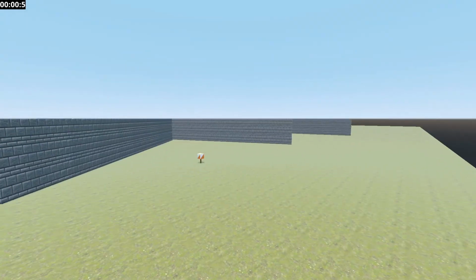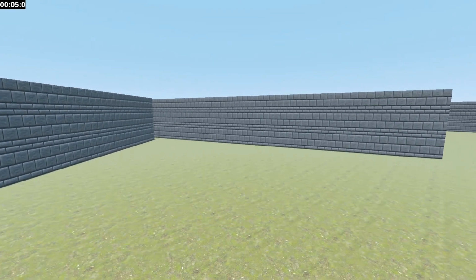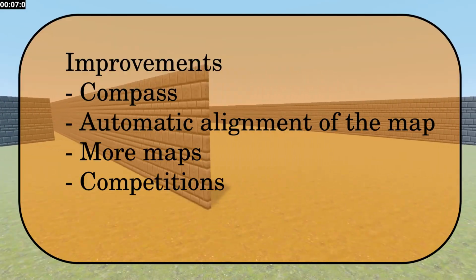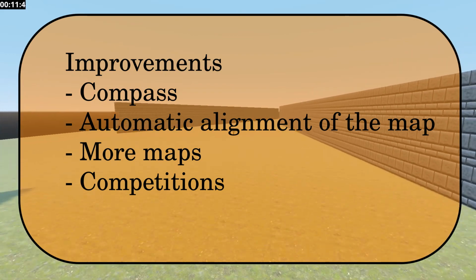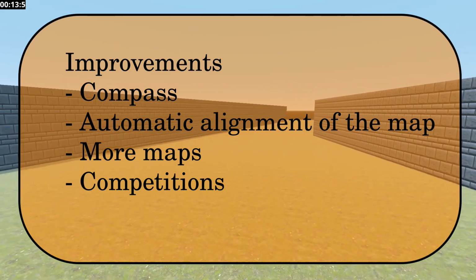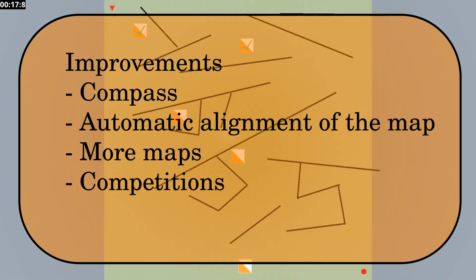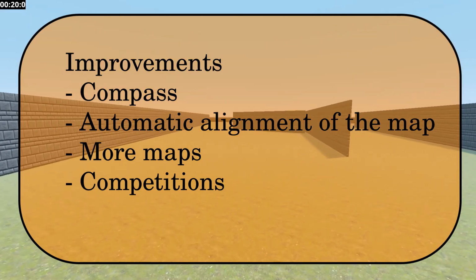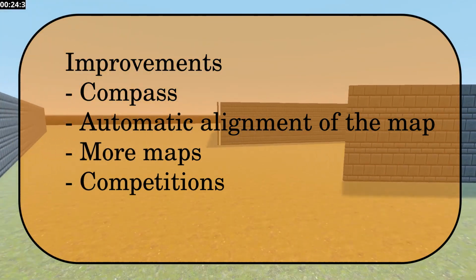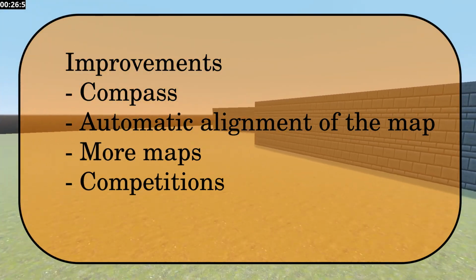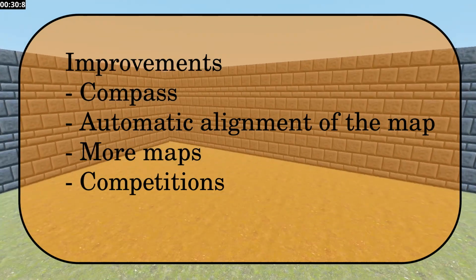As we are getting close to the end of the video, I would like to finish by discussing some improvements that I would like to see in the future. It would be nice to have a compass in the game so one can easily see which direction one is facing. The map could also be rotated automatically so that it is aligned with the world. Of course, it will also be nice to have more maps to choose from.